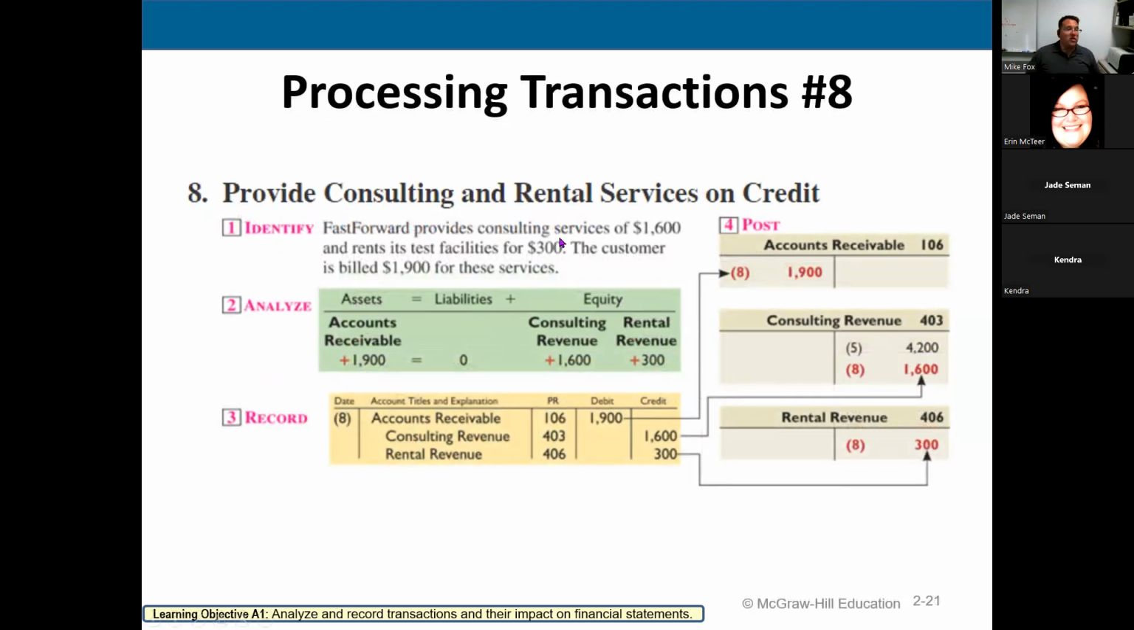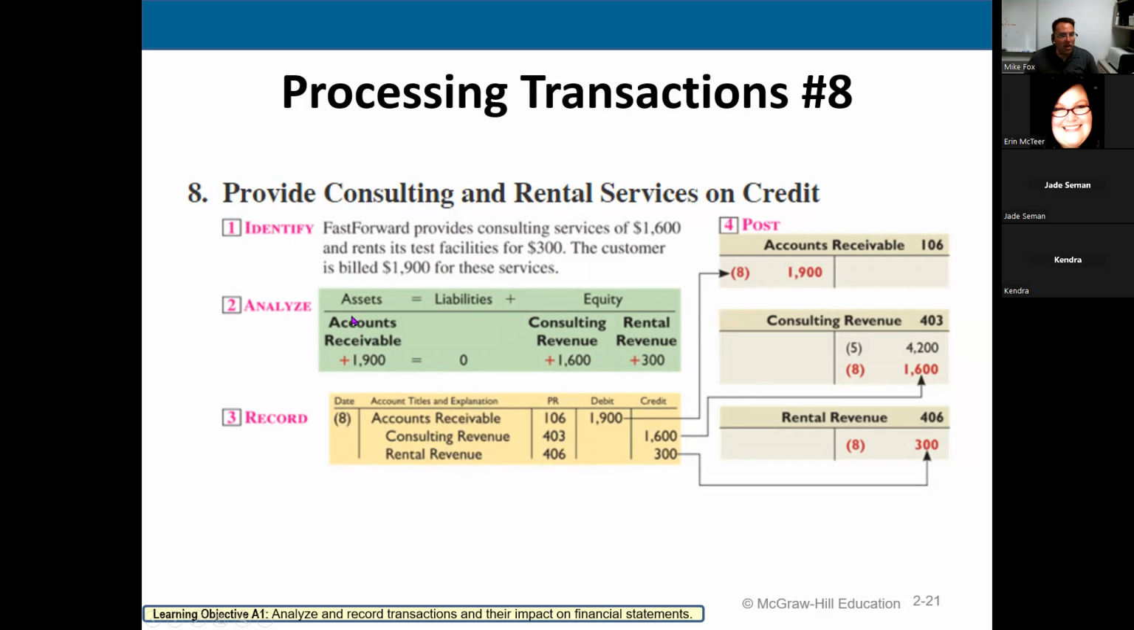All right, so here we provide consulting services for $1,600, and then we rent our facility for $300, and then we bill the customer $1,900 for the services. So we're not getting cash yet, we're billing the customer. When we bill a customer, we record that as an asset called accounts receivable, or money owed to us. And then we have two different types of revenue. This is called a compound entry, where there's more than just one debit and one credit. Here we've got two credits and one debit.